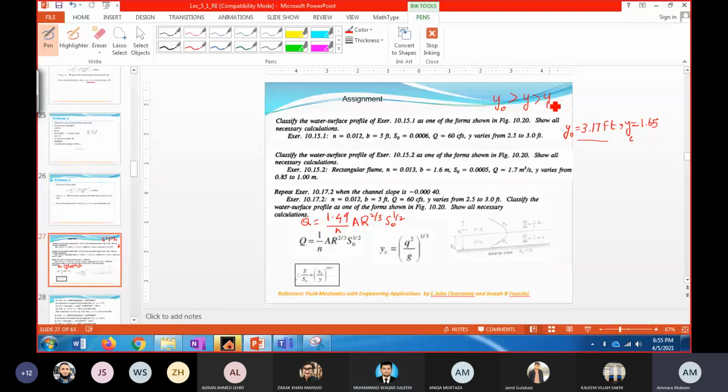As y naught is greater than yc, it means that sc is greater than s naught. And this is actually the criteria for mild slope. Just remember that. As y naught is greater than yc, it means that sc is greater than s naught, or you can say s naught is less than sc. Sc is the critical slope value. Just do this question and find out y naught and yc, and then classify the water surface profile.